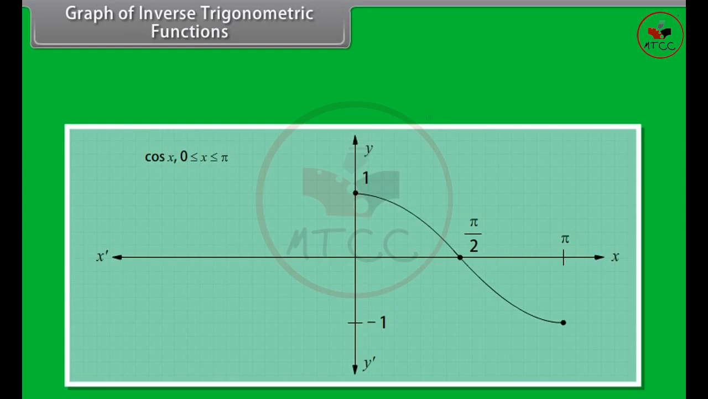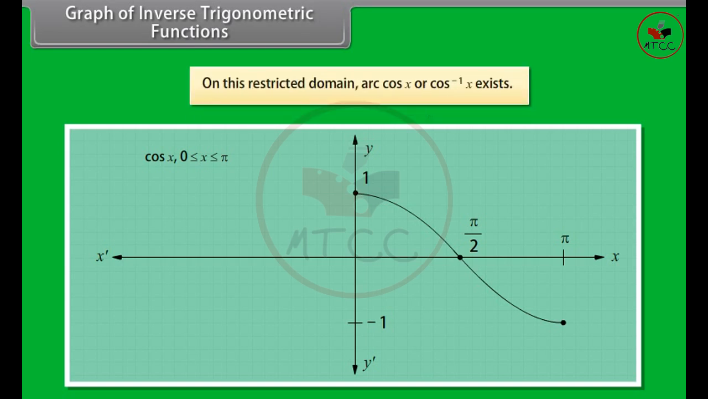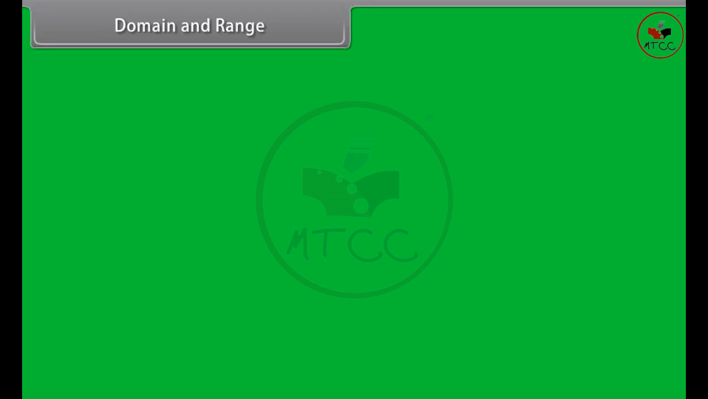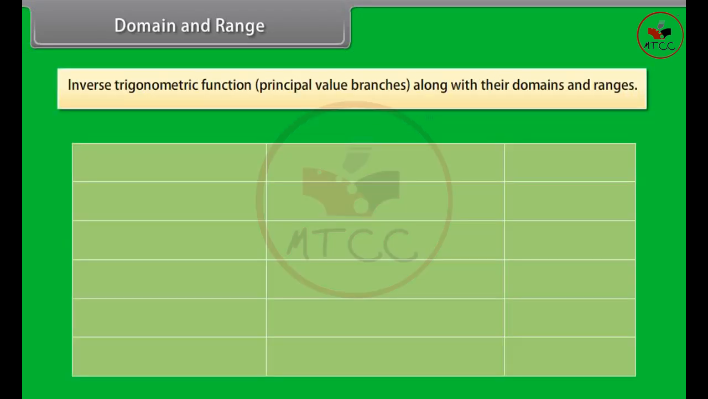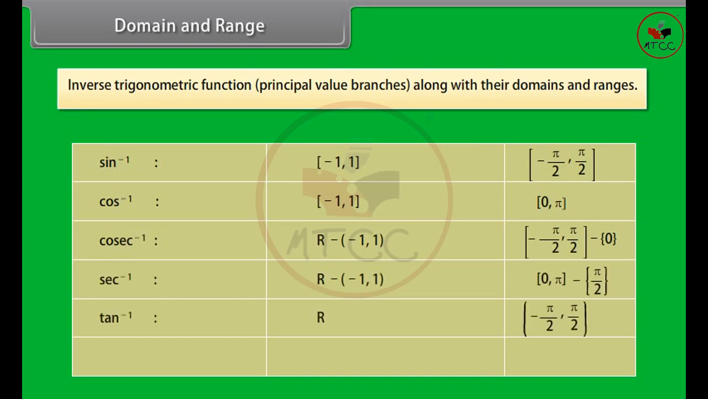The derivations of the graphs of arc cos x and arc tan x are similar to that of arc sine x. In both instances, intervals must be restricted. For arc cos x, we use the 0, pi piece. On this restricted domain, arc cos x or cos inverse x exists. Domain and range. Look at this table now. It gives the inverse trigonometric function principal value branches along with their domains and ranges.